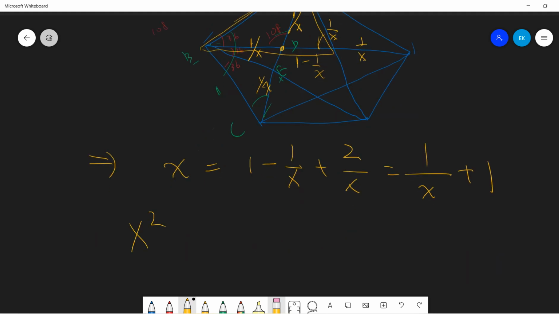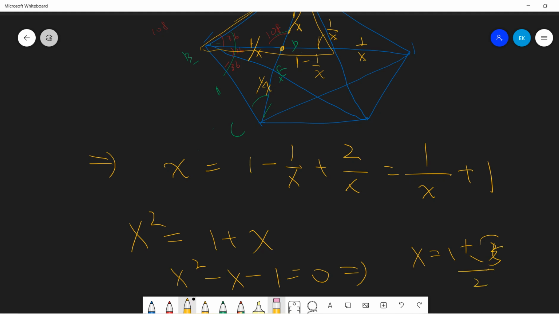Okay, so from here we get x squared equals 1 plus x. So x squared minus x minus 1 is 0. So this is the famous golden ratio. Yeah, so x is 1 plus square root of 5 divided by 2.